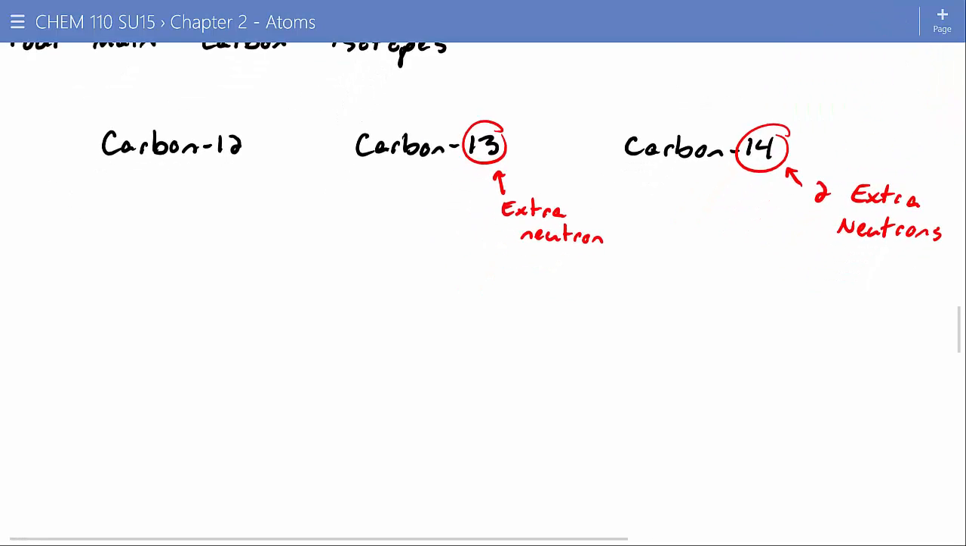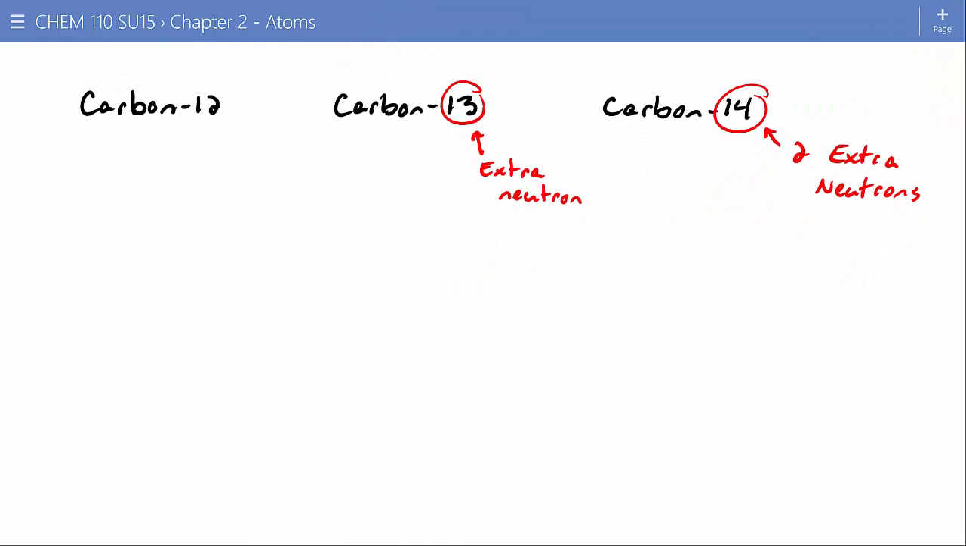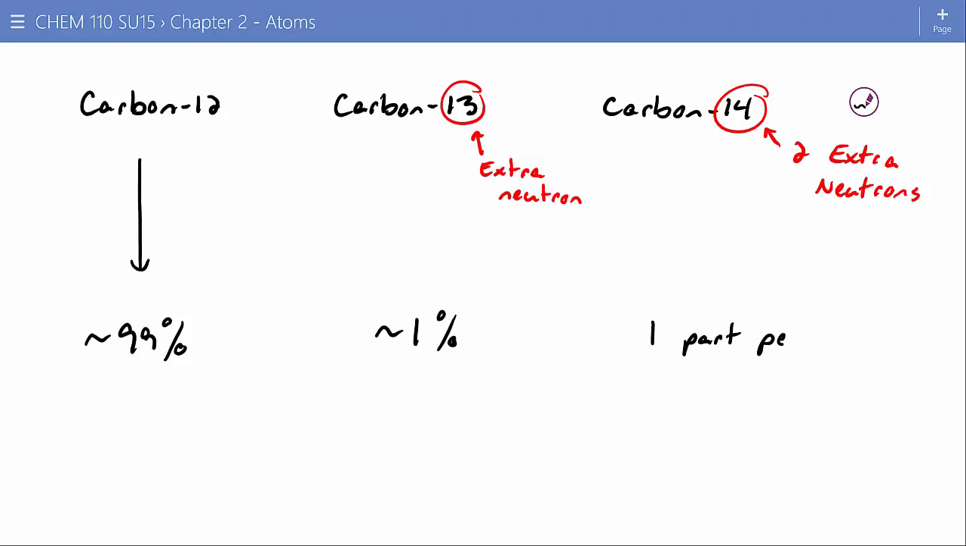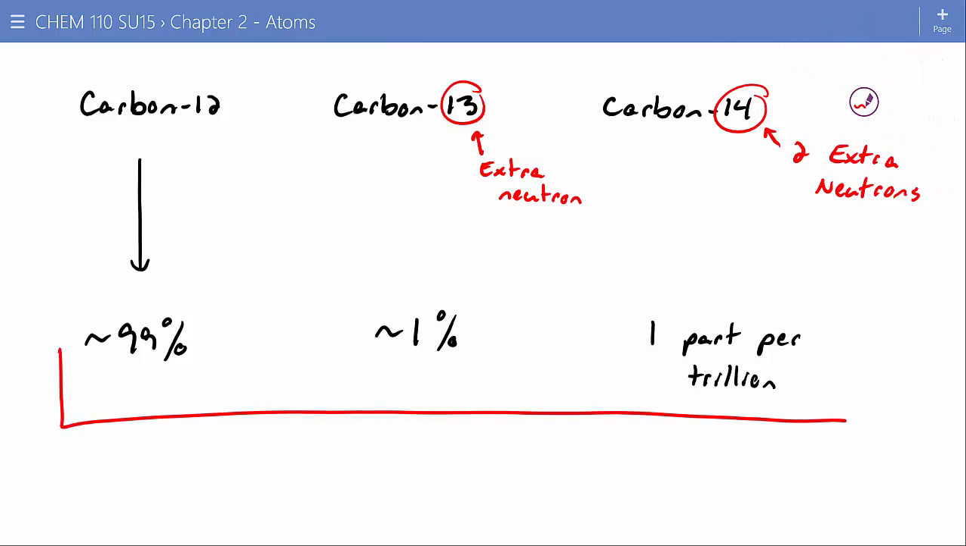And if we go out in the environment, we can actually detect carbon-12, carbon-13, carbon-14. Carbon-12 makes up approximately 99% of all carbon. Carbon-13 makes up approximately 1%. And then carbon-14 makes up 1 part per trillion. What we do is we say, all right, if we take the average mass of all carbon atoms on our planet or in the universe, it's going to be equal to that 12.011.